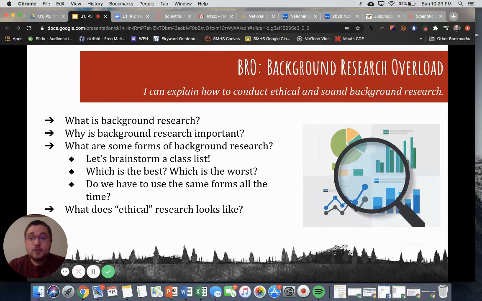Okay, so the next question, what are some forms of background research? And in class, we had a big whiteboard discussion about some different ways we can do research. Some of the things that we capture on that whiteboard each time I teach this course include interviewing. So we can interview experts within the field about whatever our topic may be.